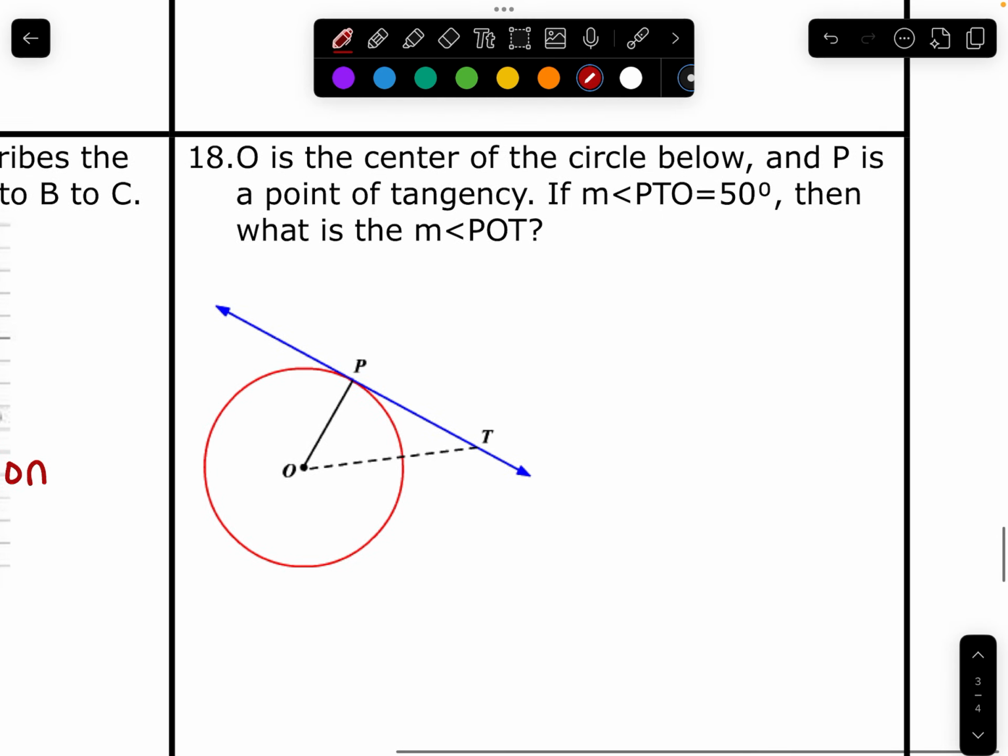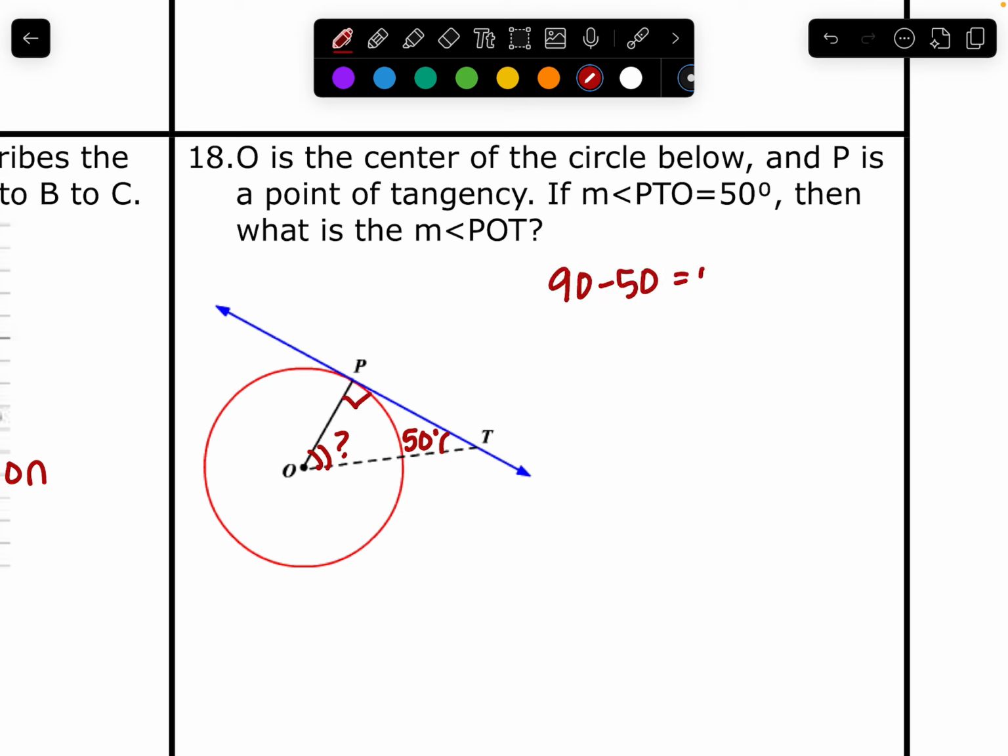Number 18. O is the center of the circle below, and P is the point of tangency. If the measure of angle PTO is 50 degrees, what is the measure of POT? Well, if this is a point of tangency, that means this is 90 degrees. So we can do 90 minus 50 and get 40 degrees. So that angle would be 40 degrees. If you don't like that, you can use the 180 rule: 180 minus 90 plus 50. You're still going to get 40 because 90 is half of 180.